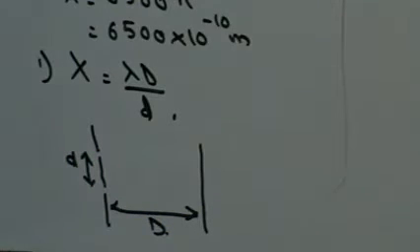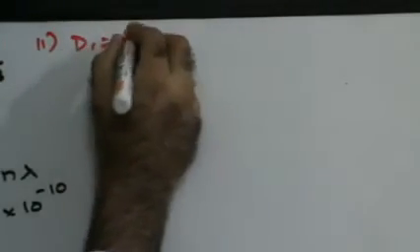Now they are saying that the screen is moved away from the slit, right? The screen is moved away from the slit by another 50 centimeters. Now 50 centimeters is nothing but 0.5 meters. That means if I move the screen away from the slit by another 50 centimeters, the new value of capital D will be 2 meters. Do we understand this? So I can say for the second part of the question, D is 2 meters. Balance, everything else remains the same.